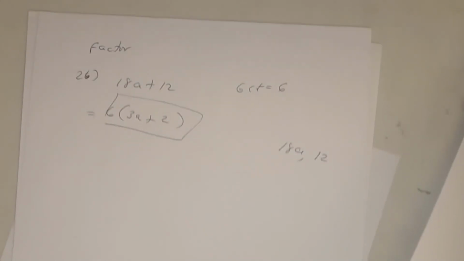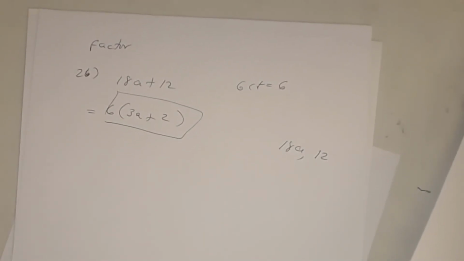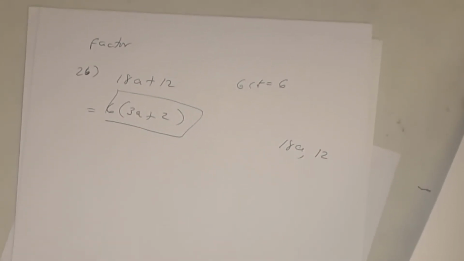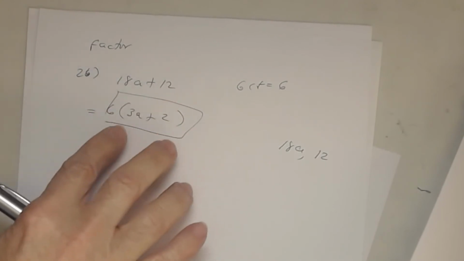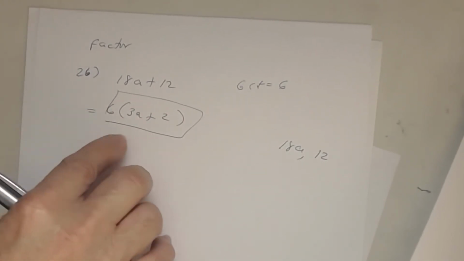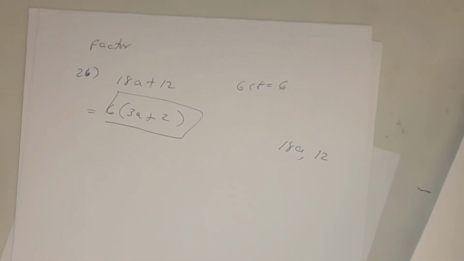Factoring is where you write as a product. Remember, factors, product. Was I able to write this polynomial as a product? Yes. 6 times 3a plus 2.